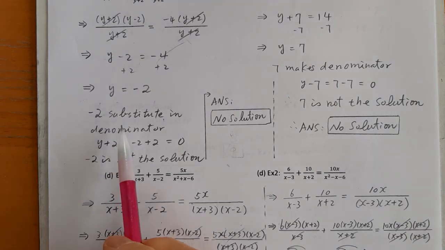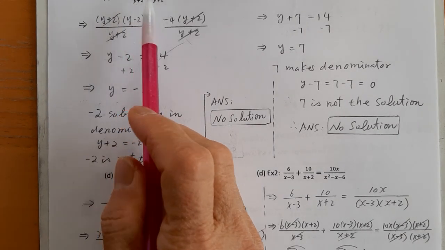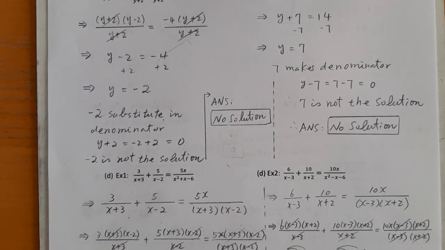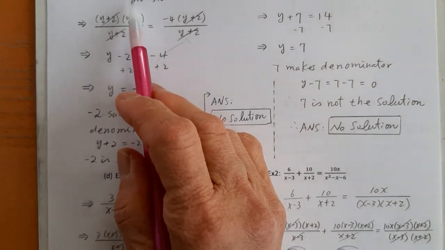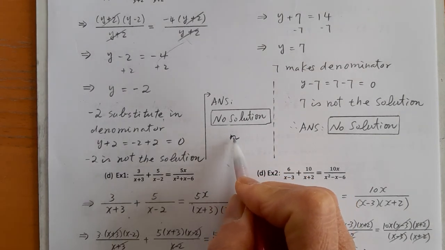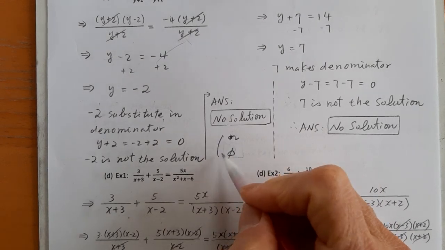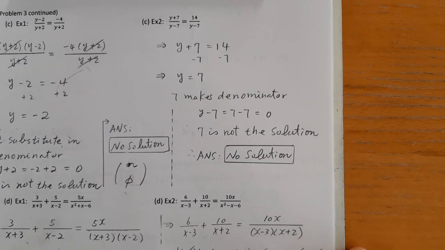So substitute negative 2 into the denominator y plus 2. Negative 2 plus 2 is 0. And any number divided by 0 is undefined, so you cannot divide by 0. The denominator cannot be 0. Since negative 2 makes the denominator equal 0, negative 2 is not a solution. So this question has no solution. You can write no solution, or you can write the empty set. This we call the empty set. Either way, you can write the empty set. Example 2 also.